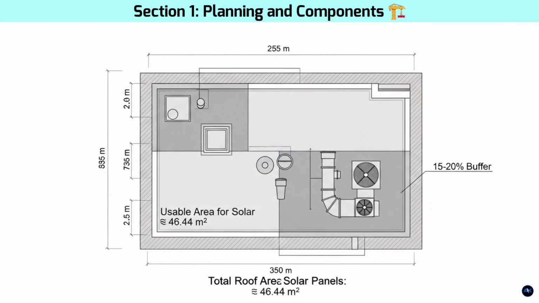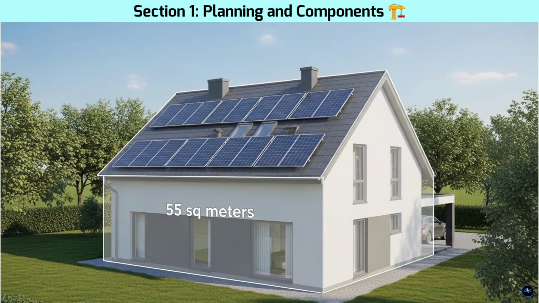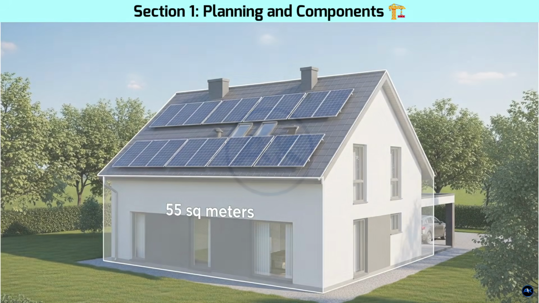Therefore, a more realistic estimate for the total roof space required would be: total roof area = 46.44 square meters basic area plus 15 to 20% buffer, approximately 53.4 to 55.7 square meters. So for 18 solar panels, you should plan for a clear, unobstructed roof area of approximately 55 square meters to ensure a smooth and safe installation.